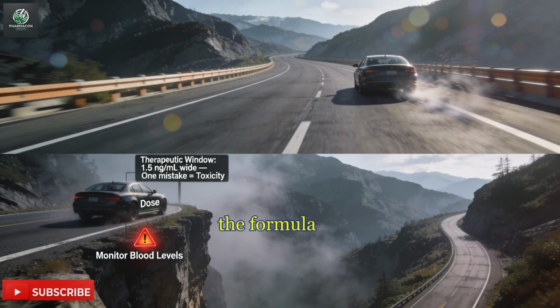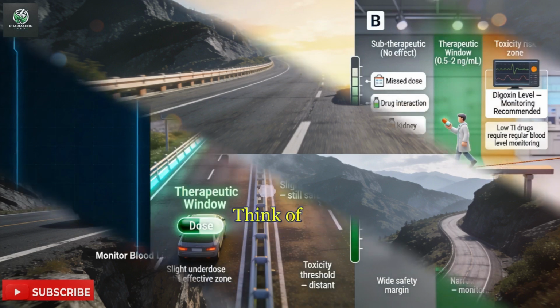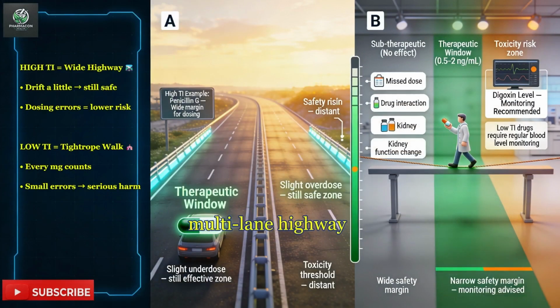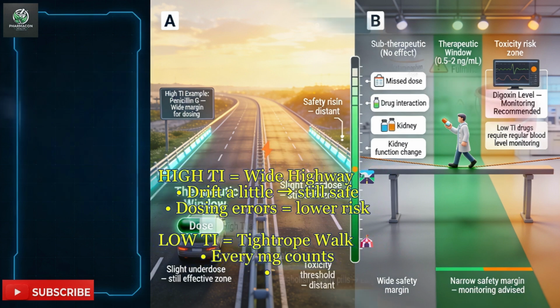Now that we understand the formula, let us explore what high versus low TI truly means for patient safety, using a memorable analogy. Think of a high TI drug as a wide, multi-lane highway. Even if you drift slightly out of your lane, you have plenty of room before danger. A low TI drug, by contrast, is like walking a tightrope across a canyon. Every millimeter matters. One small misstep, a missed dose, a drug interaction, impaired kidney function, can mean the difference between the drug working therapeutically and it triggering a life-threatening reaction.